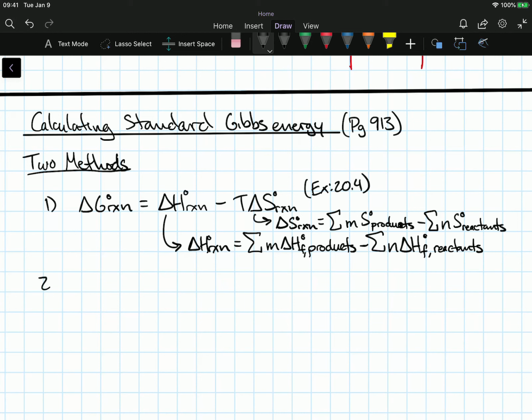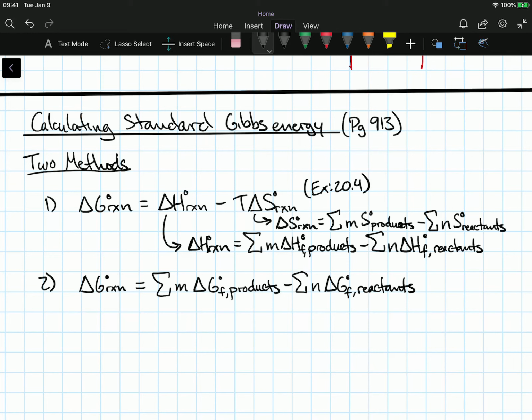The second way is a little bit more straightforward, where some of this legwork has been done for us. We can calculate the delta G naught of reaction, which is just going to be the sum of the molar coefficients times the standard Gibbs energy of formation for the products, minus the sum times the molar coefficients of the standard Gibbs energy of formation for the reactants.